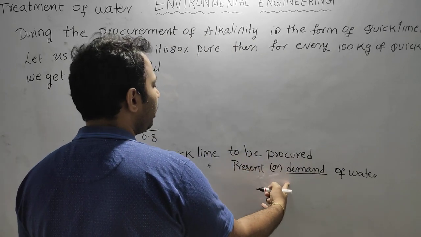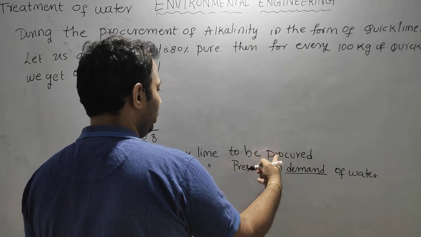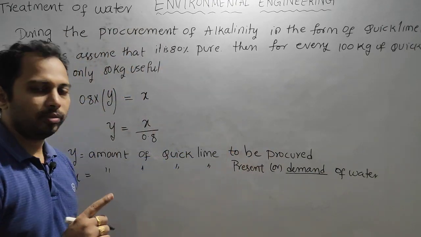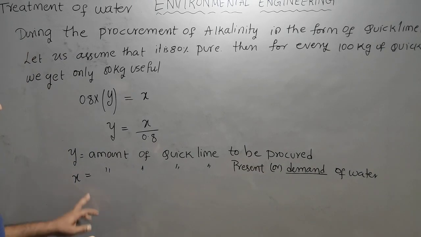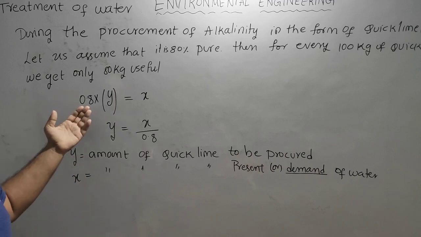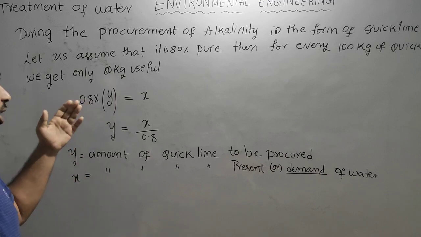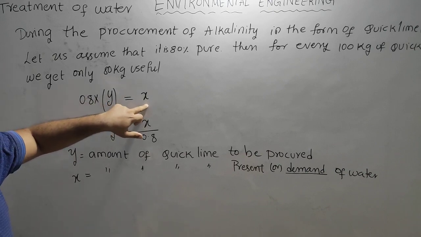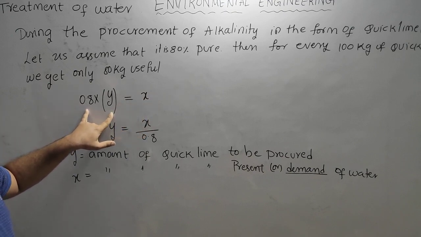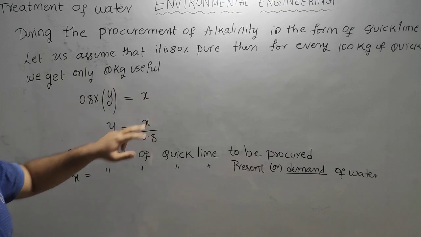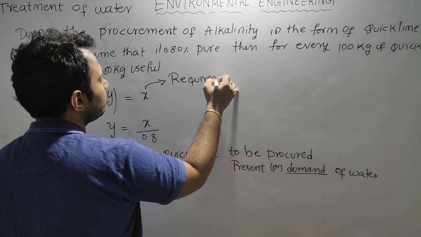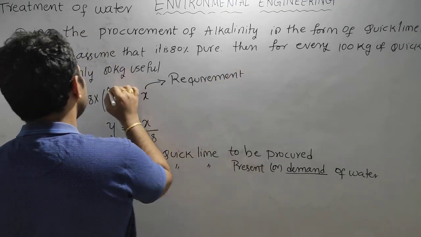To meet this requirement, you need to procure this much, because in this only some percentage is pure, and the rest is impurity. So y is the amount I need to procure. In that amount, for example, if it is 80% pure, then the pure lime is 0.8 times the amount procured. That is equal to x, which is the requirement. This is the requirement, and this is the procurement.